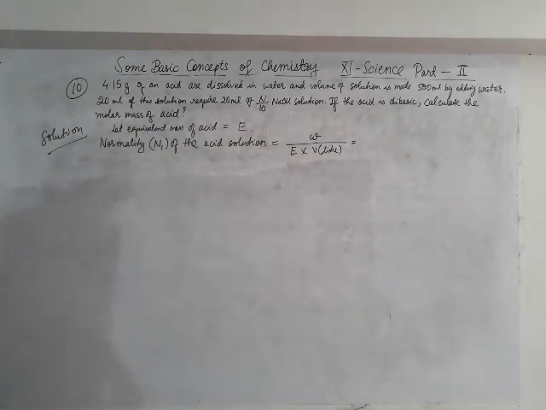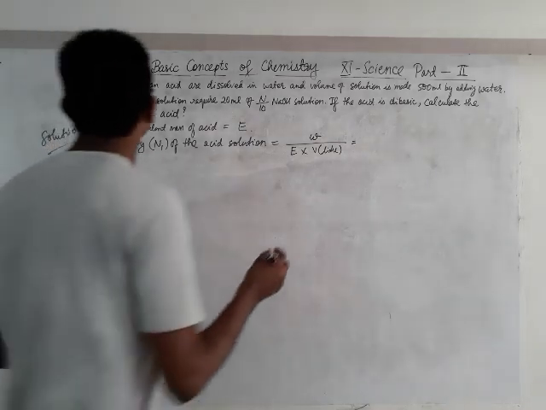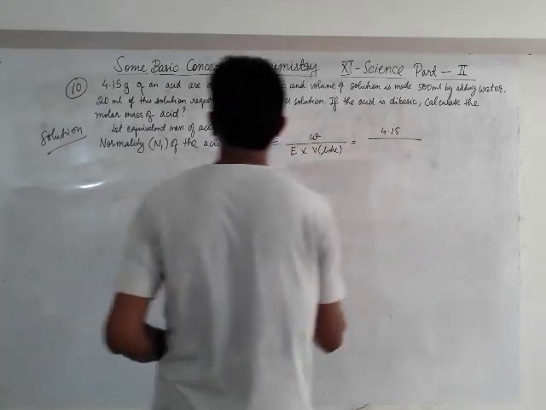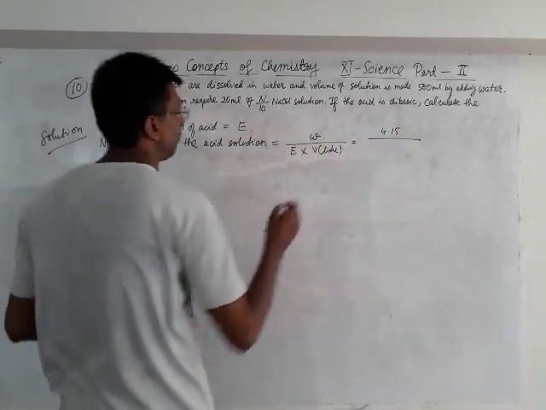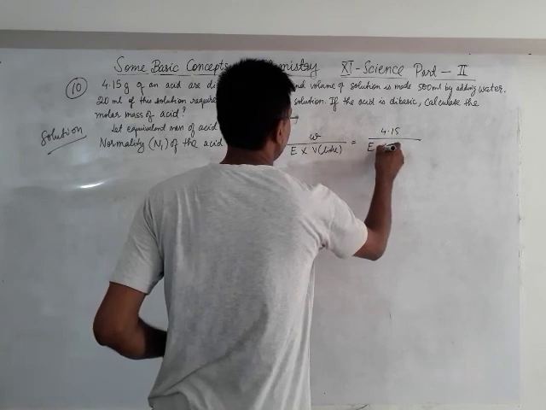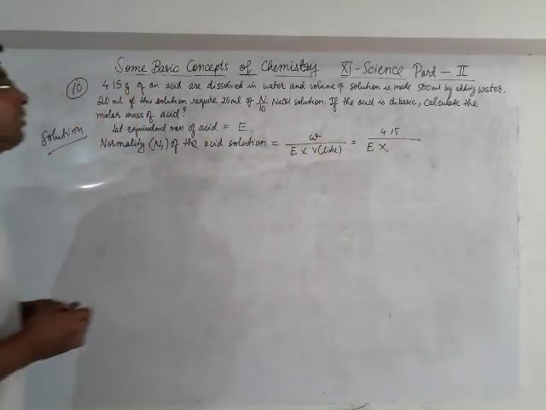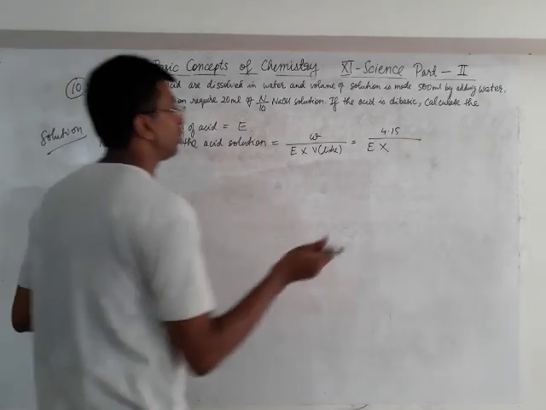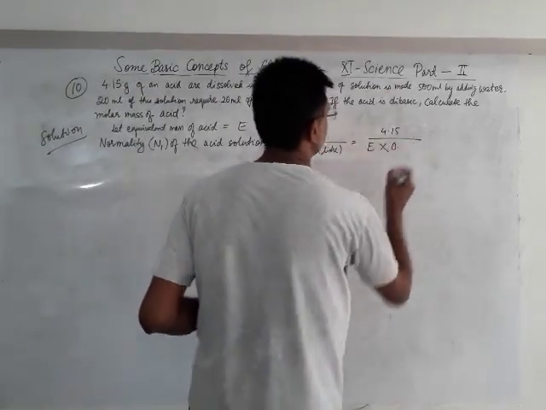What is the value of small w? The value of small w over here is 4.15. It is 4.15 divided by the equivalent mass of the acid, we don't know, so write it as E only, multiplied by, what is the volume given over here? The volume given is 500 ml. So convert that volume into liters. So it will become 0. How much?